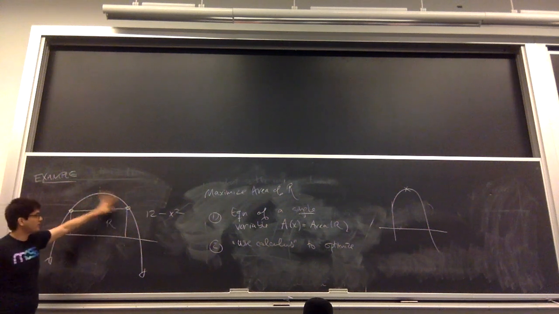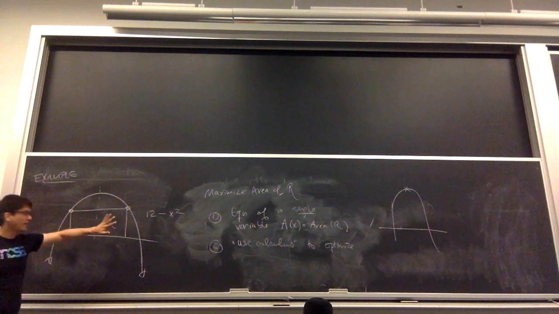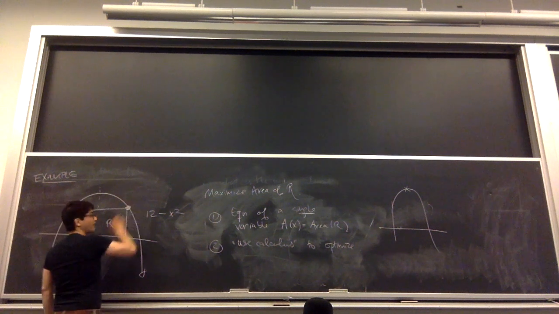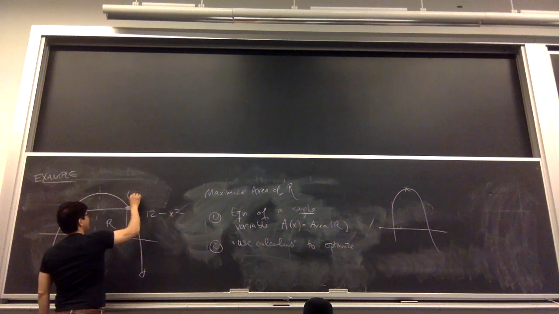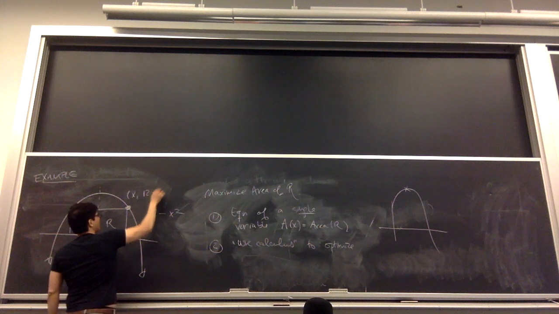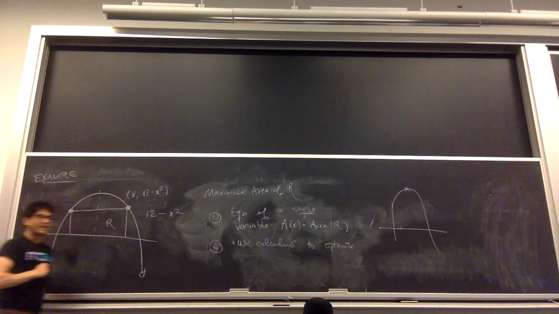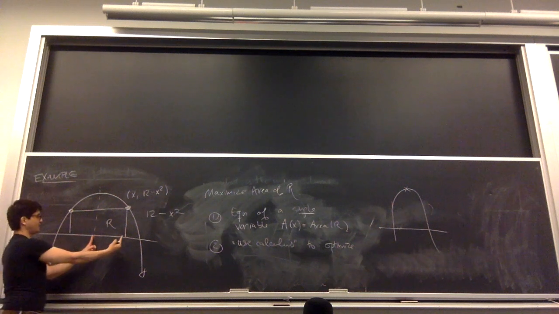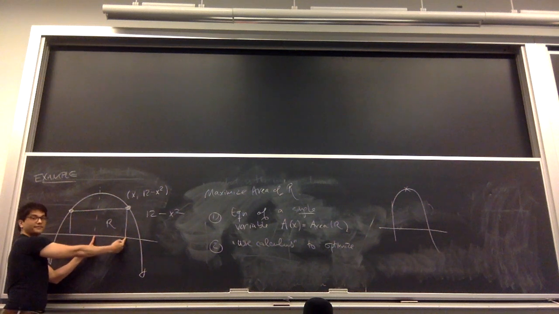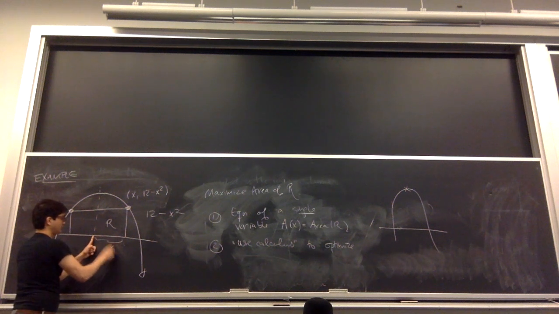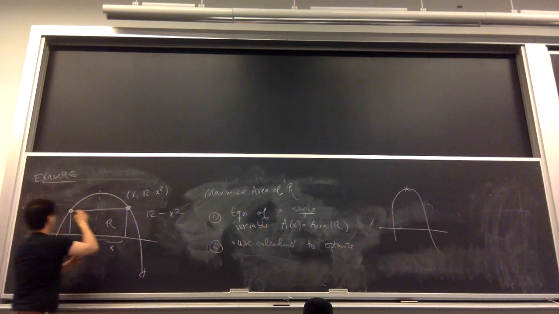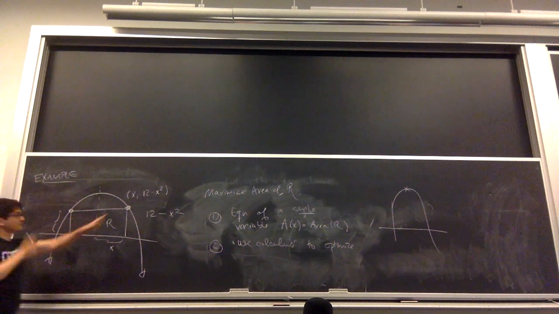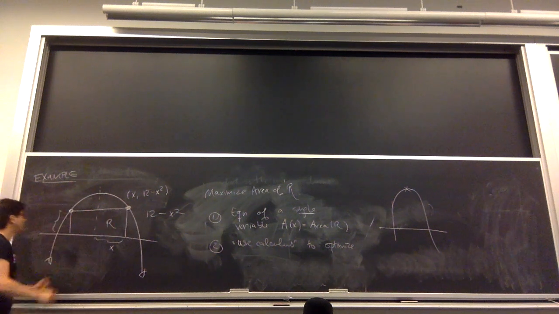Now, I told you that this curve is 12 minus x squared. Thereby, any point on the graph of this is easy. That's just x, 12 minus x squared, okay? So what is this distance from 0 to here? I heard it. x. And what's this distance? That's 12 minus x squared.